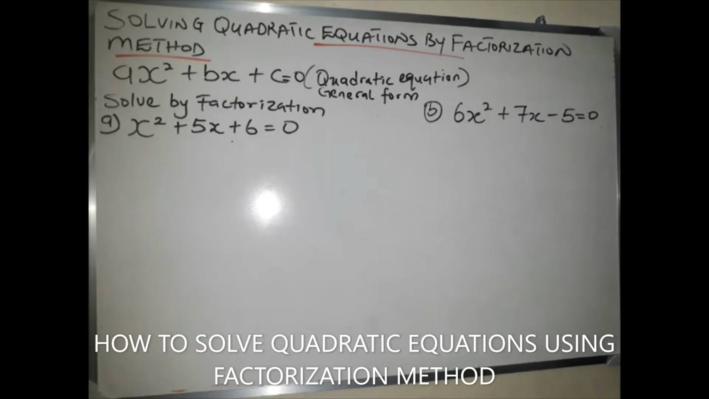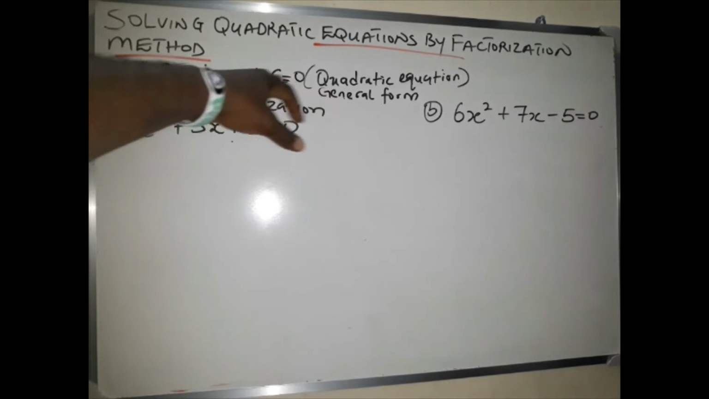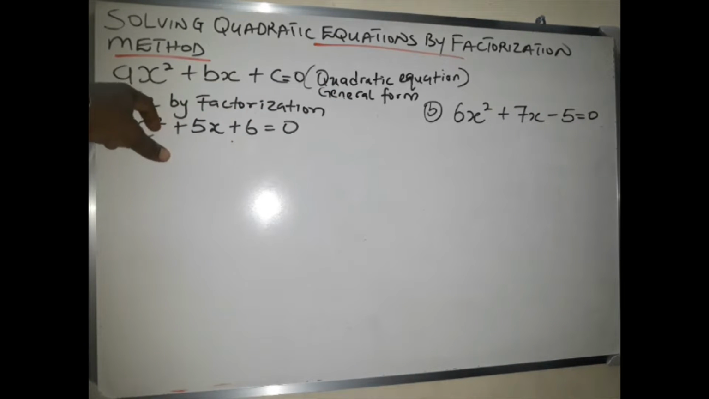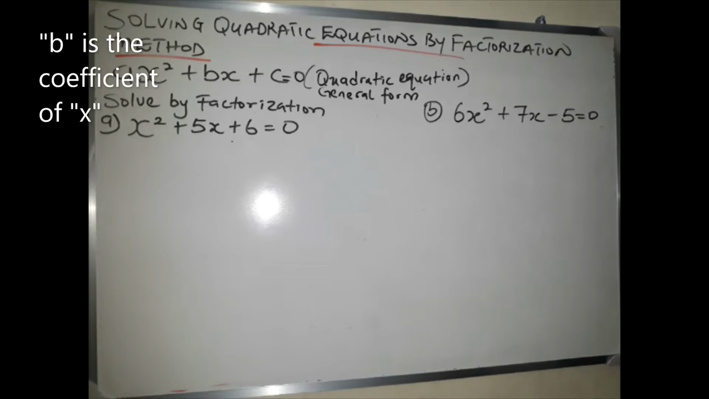Now, a quadratic equation is a second degree equation or expression that is in the form of what we have here. This is the general form of quadratic equations: ax squared plus bx plus c equals 0, where a and b are the coefficients of x squared and x, while c is a constant.